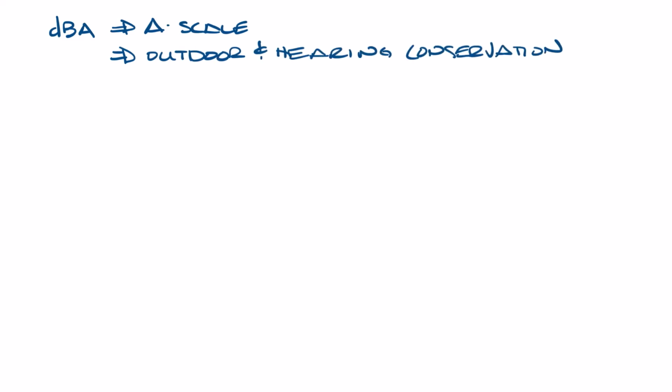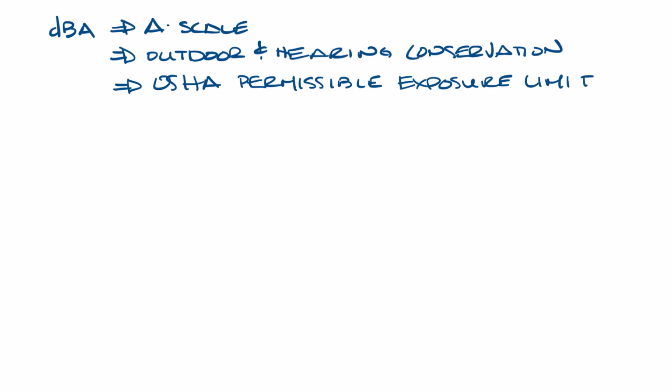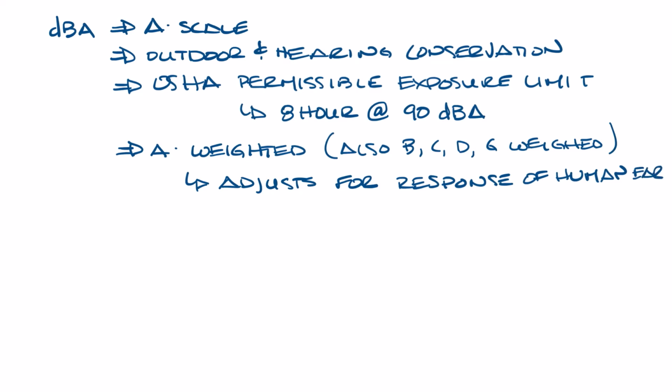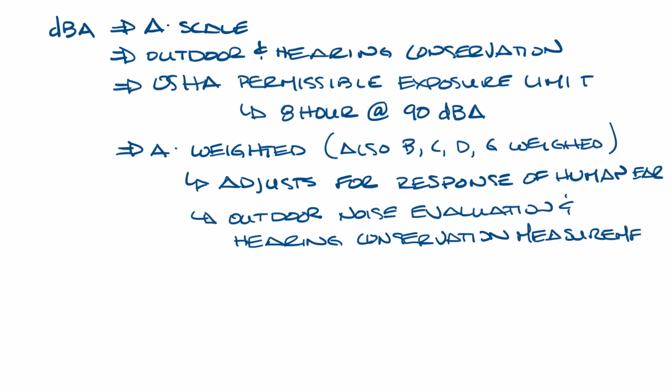dBA is another common rating system that you're likely to hear about more in everyday life around sound levels of workspaces or outdoors for hearing conservation. The A stands for A scale. For instance, OSHA's permissible exposure limit is an 8-hour workday at a noise level of 90 dBA. I won't go into the whole calculation, but dBA is an A-weighted scale. There's also B, C, D, and G-weighted scales for different applications. A weighting adjusts the sound power level for the response of the human ear and is often used for outdoor noise evaluation and hearing conservation measurements.